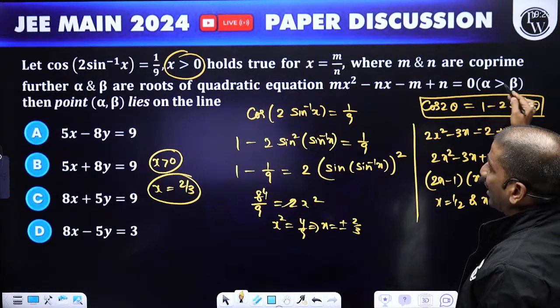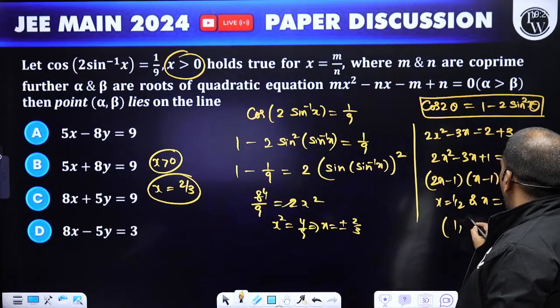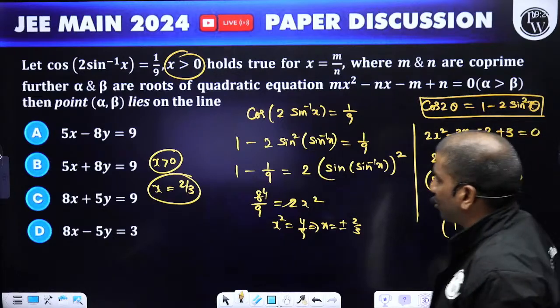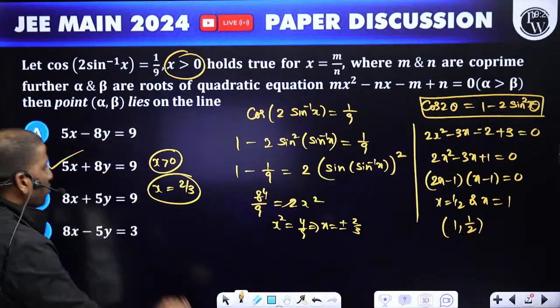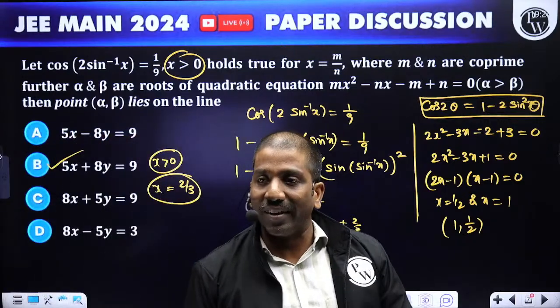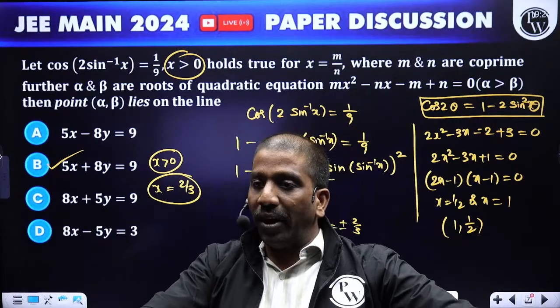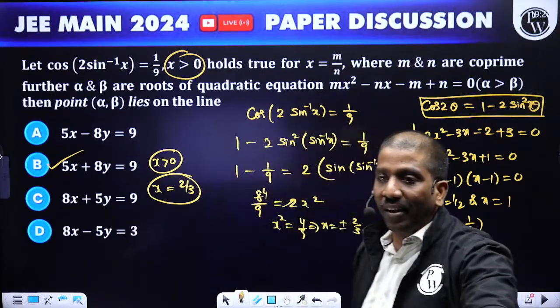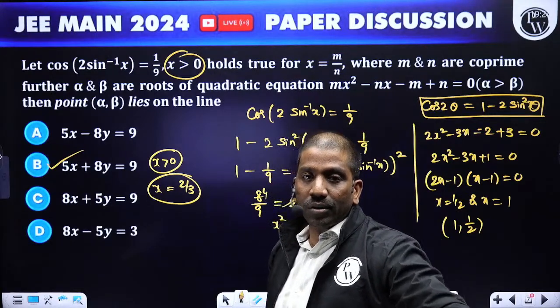But alpha is greater than beta, so alpha is 1, beta is 1 by 2. Just check whether it satisfies. So 5 plus 4 is equal to 19. Option B satisfies. Right? Very good.